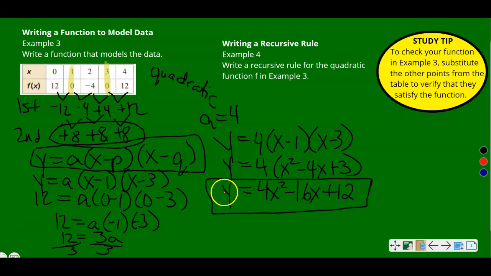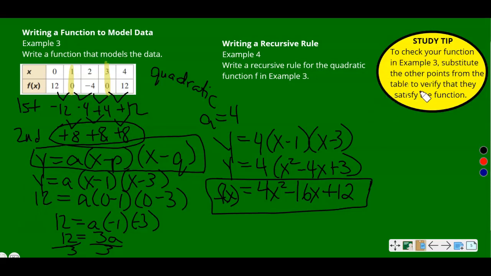All right, so this is called a function that models the data. So why is it a function? Because I can write this as f of x. I use y most of the time because it's easier to write, but f of x is just function notation for this. So this would be a function that models the data for that table. You can see that it's quadratic, and we determined it was quadratic right off the bat because of the second difference. And don't forget your study tip to check your function in example 3.